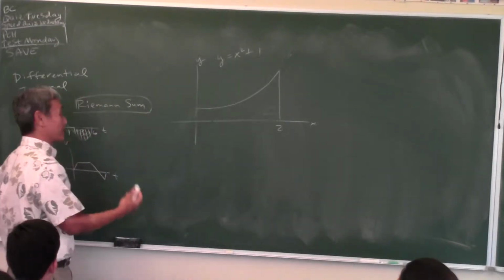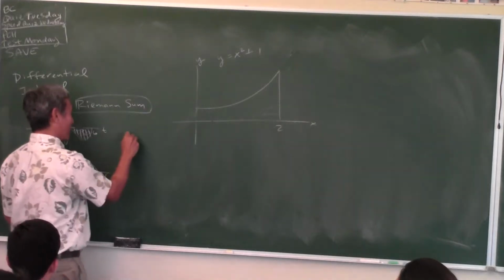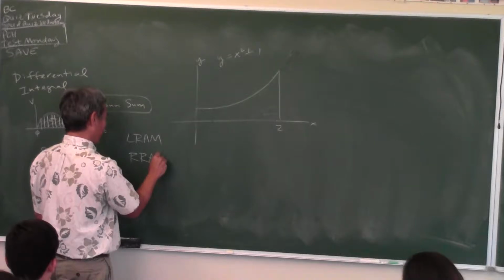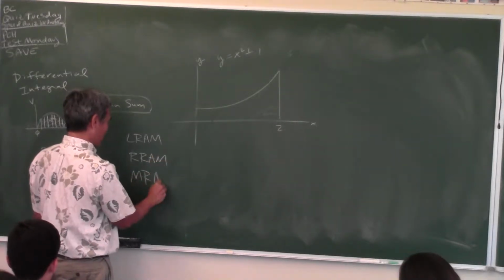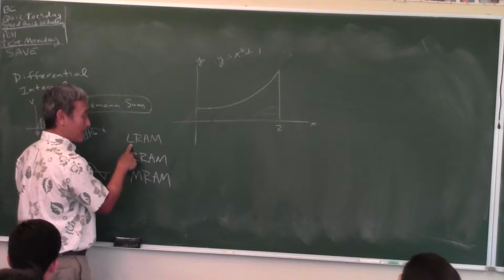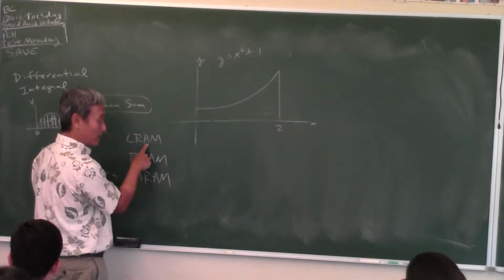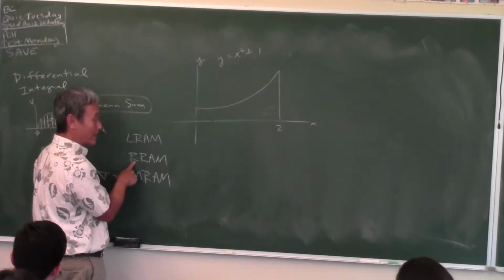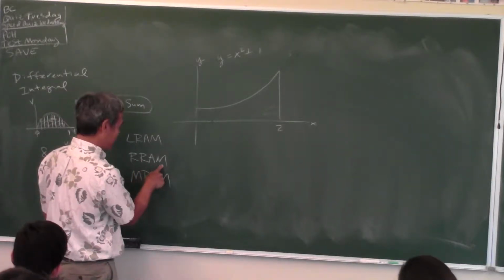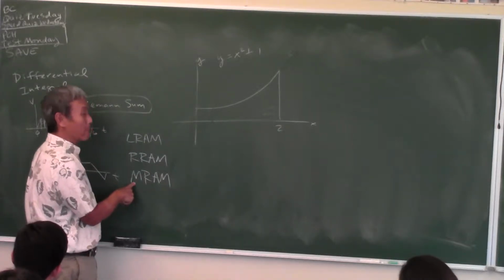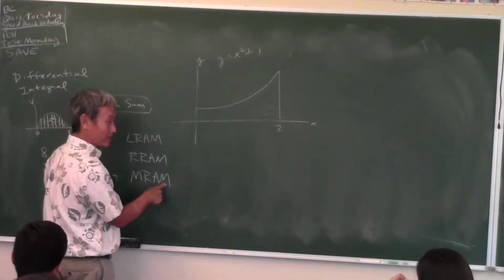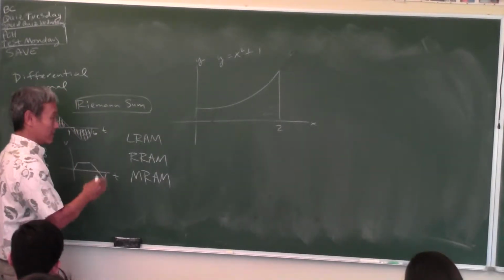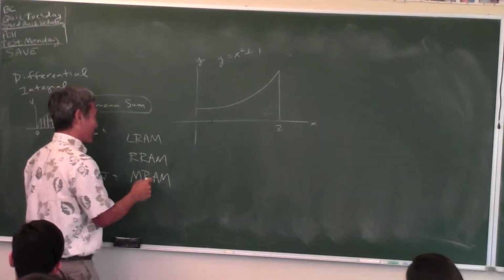So these are the terms you're going to need for the book homework. You have LRAM, RRAM, and MRAM. That's what the book calls it. So this is called the left endpoint rectangle approximation method. What do you think the R stands for? Right endpoint rectangle approximation method. And what do you think M stands for? The midpoint rectangle approximation method. So that's what the book uses. When you take the AP exam though, they don't use this terminology, but it really doesn't matter.